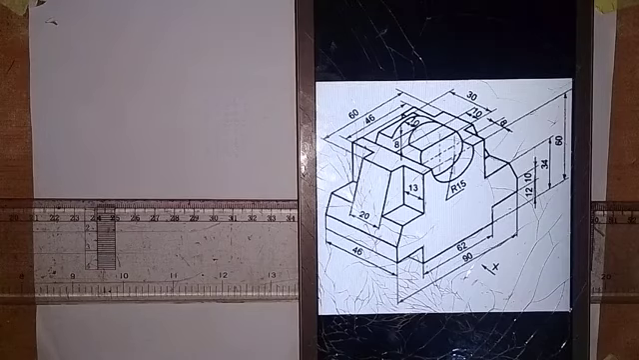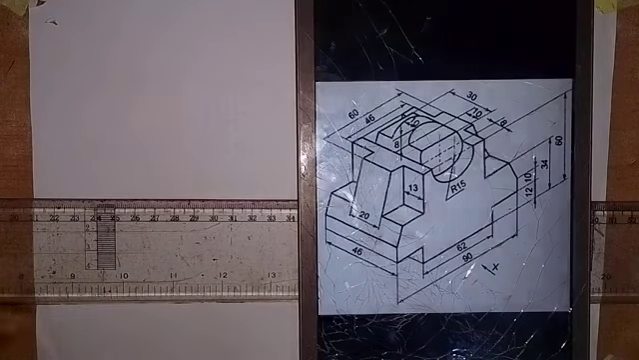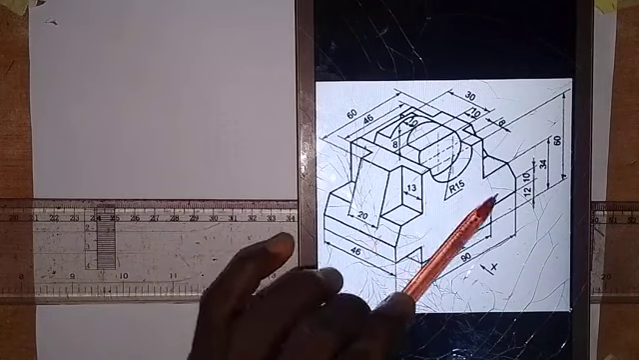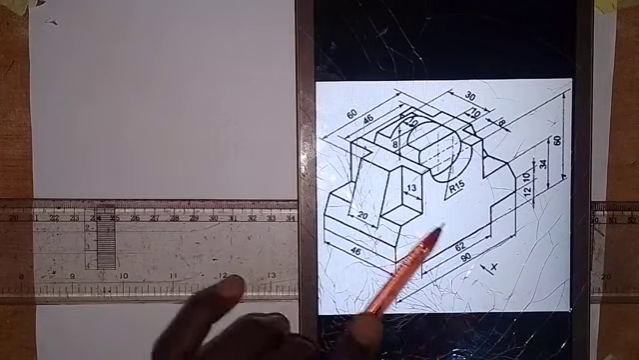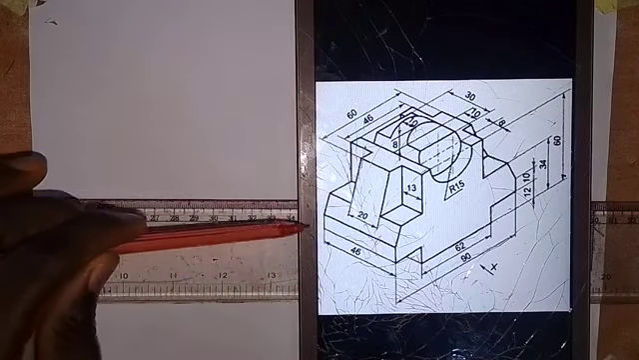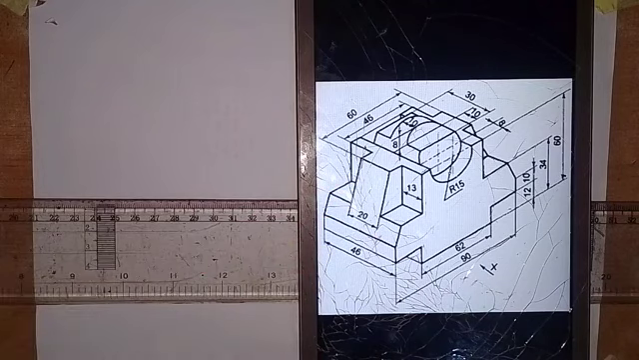Welcome to my channel. Here we're going to be working on the construction of orthographic views of this block in first angle projection. As you can see the direction of the arrow, we are going to draw the front elevation in the direction of this arrow, then we draw the plan, then we draw the left end elevation, all in first angle projection.